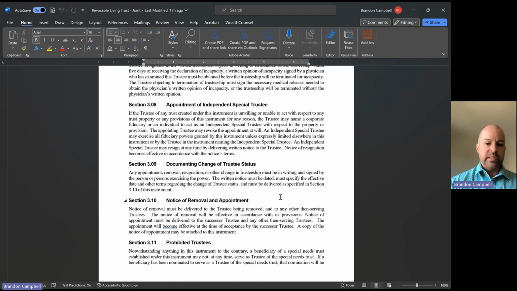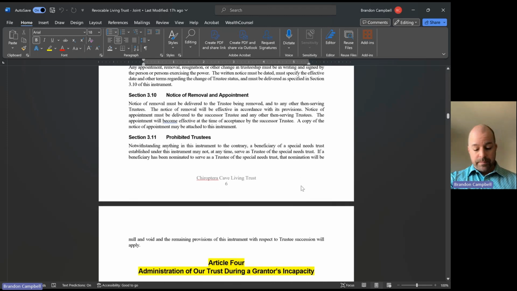Documenting change of a trustee status. Very simply, we can't do things verbally. So if a trustee wanted to resign, as an example, they have to actually write down and sign their resignation and then deliver that to the people who need notice of that.